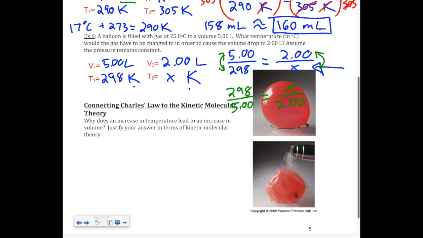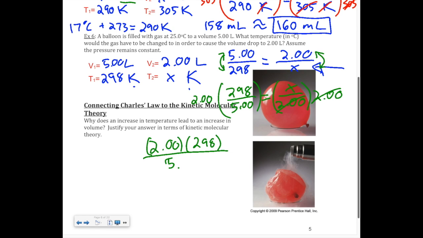What I need to do is multiply both sides by 2. And I'm writing in green so it shows up on that red balloon. When I do that, the 2's cancel out, and I end up with x by itself. So now my calculation is going to be 2 times 298 divided by 5, and that equals x. So x is going to equal 119 Kelvin.